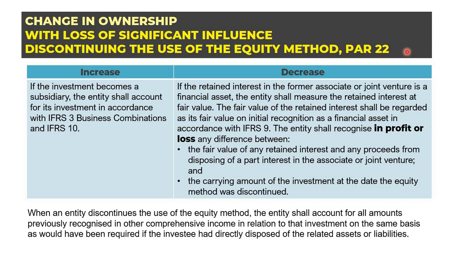And this is based on paragraph 22 of PAS 28. So, let's start with the increase. If there is an increase in your percentage of ownership and you lose significant influence, it means you can exercise more than just significant influence over the investee. Because your ownership increased, your voting rights increased. So, from significant influence, what you can exercise over the investee also increased, and that is control. And when you have control over the investee, you no longer call it an associate. You now call it a subsidiary.